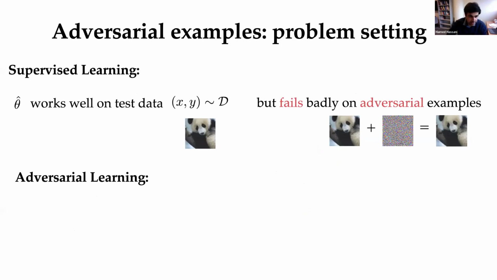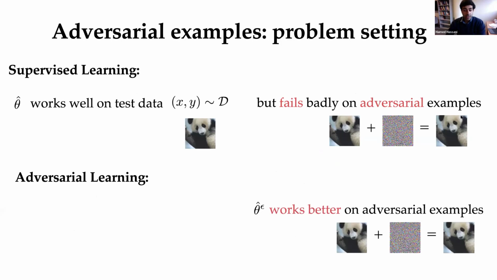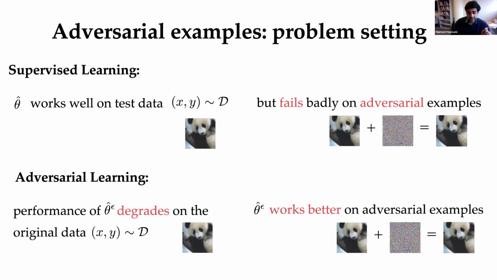It fares badly on adversarial examples. It turns out that in order to make our models robust, we need to solve a different objective. The solution of the robust ERM objective, theta hat epsilon, works better on adversarial examples. However, it's been repeatedly observed that the performance of the robust ERM objective degrades quite a bit compared to the performance of the solution of ERM. So theta hat epsilon, although robust, performs quite badly on benign inputs.